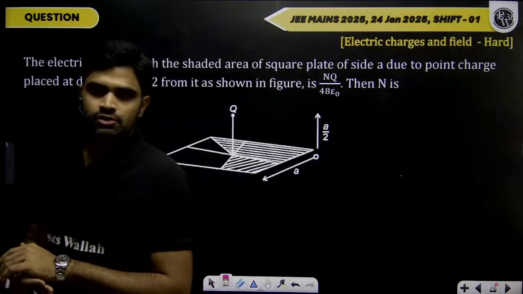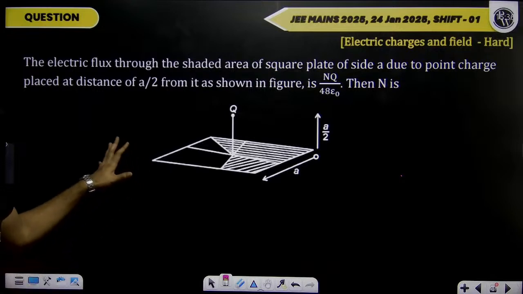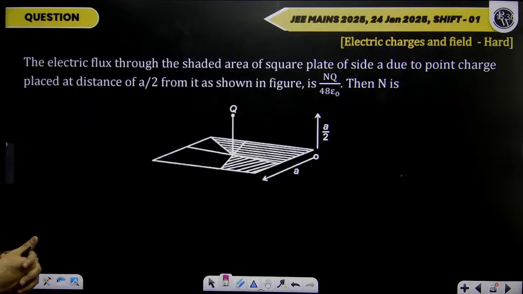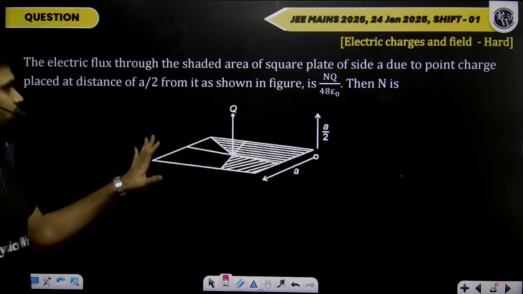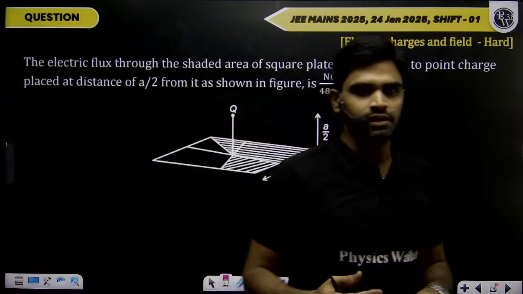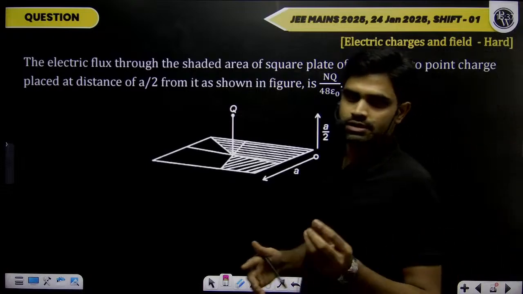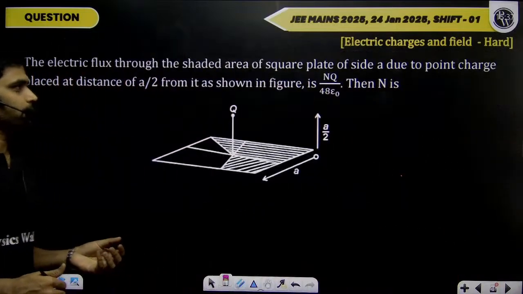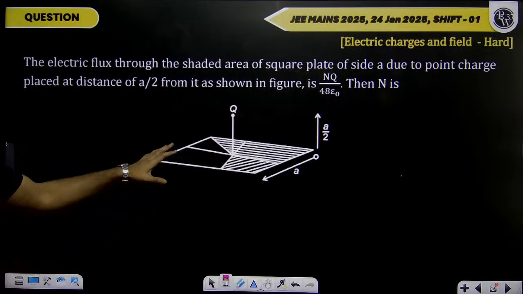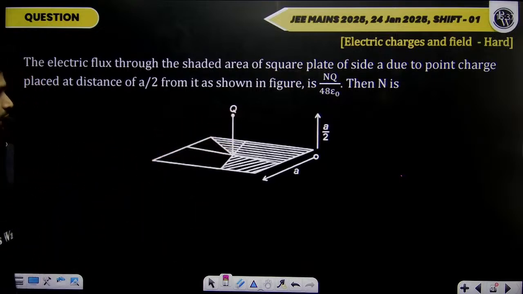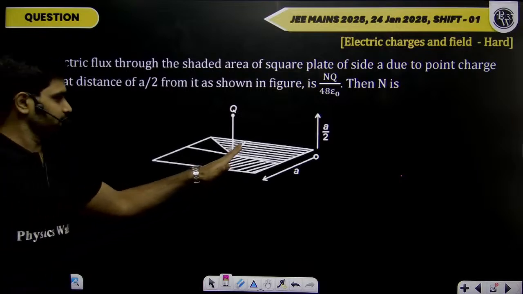Next question is on electric flux. This question has been repeating from the first shift also, it came on 22nd. Also this flux question came, but that was easy. Whereas this question is slightly difficult. That question was charge on the edge of the cube. This question is at the middle of the cube only. We have to draw an imaginary cube. They're asking flux through the shaded area.